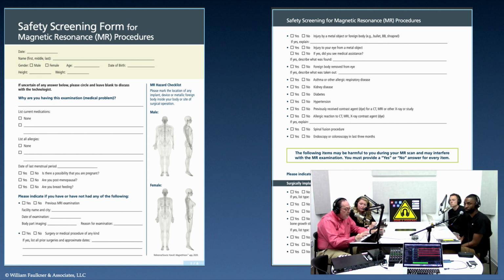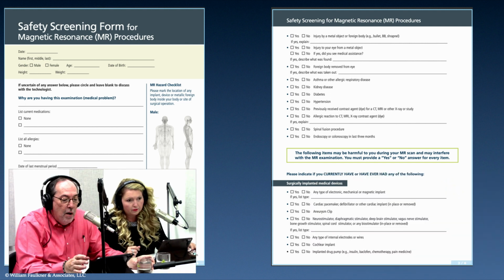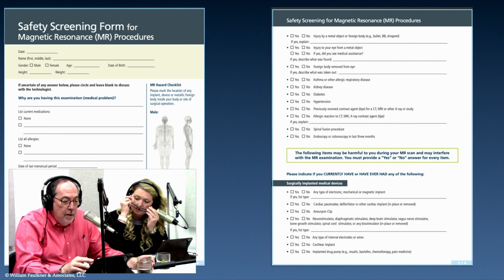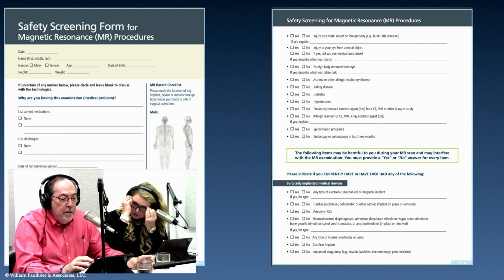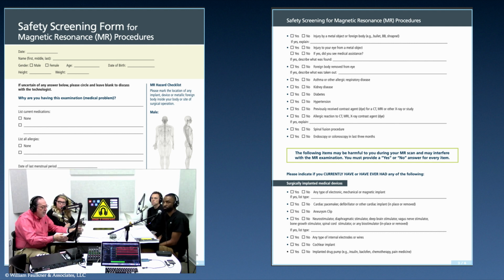Okay, so the first 2 pages, this is the first one. It's the general kind of stuff, and to the right you'll see the second page. It's general clinical history. It talks about injury by a metal object, injury to your eye, asthma, allergies, kidney disease, diabetes, clinical type stuff. Then it says the following items may be harmful to you during MRI scan and may interfere. You must provide a yes or no for every item.